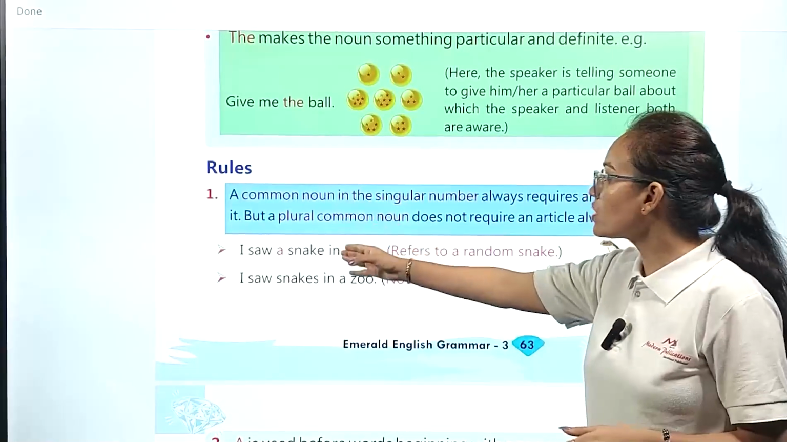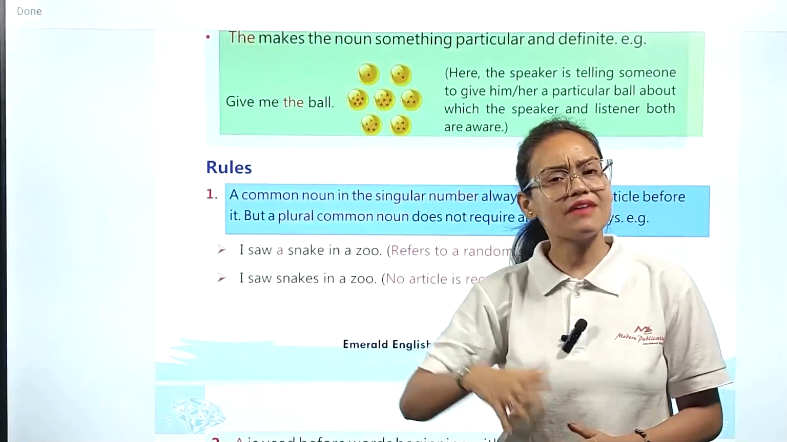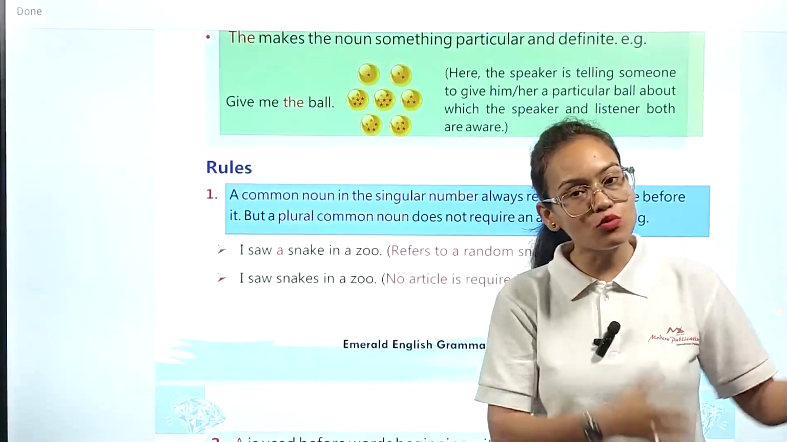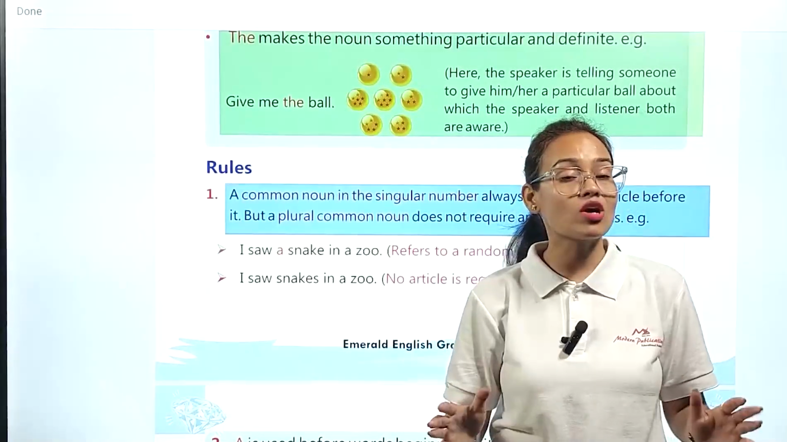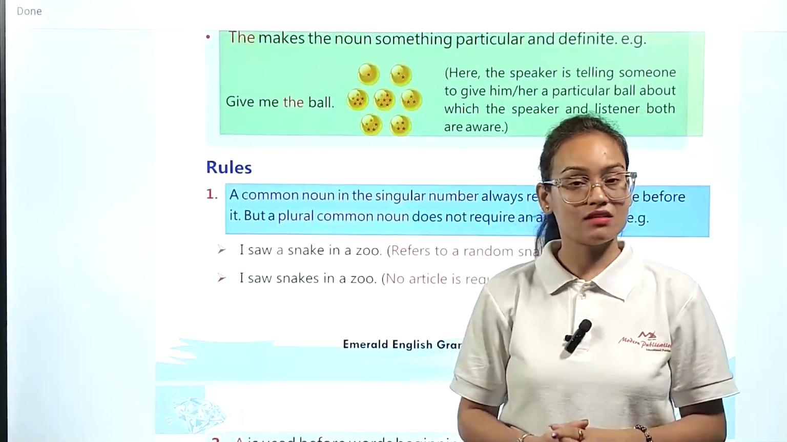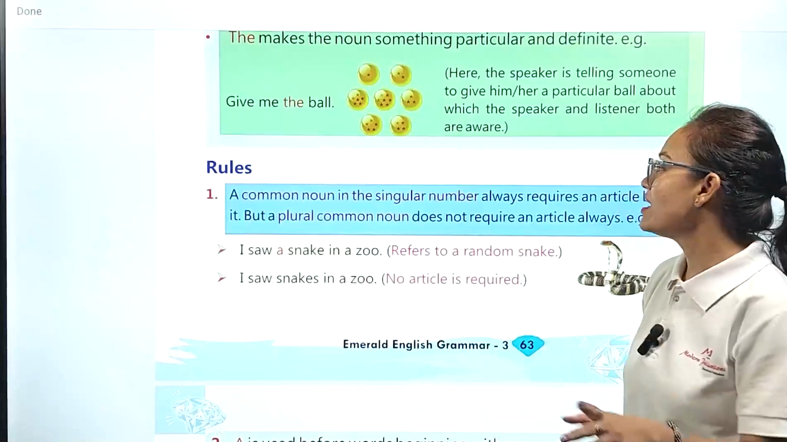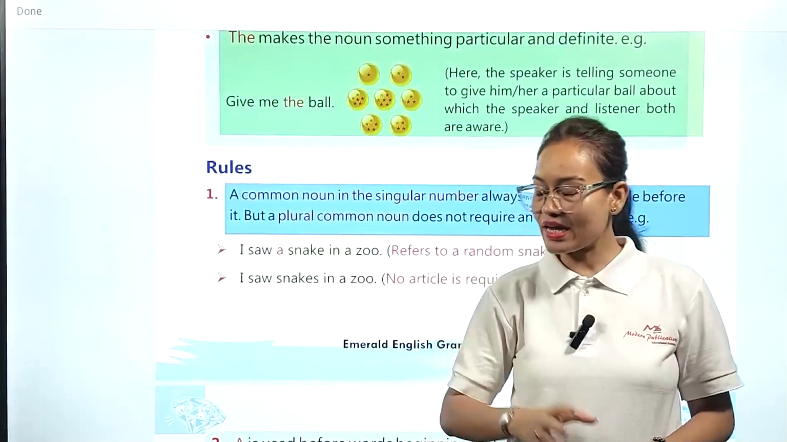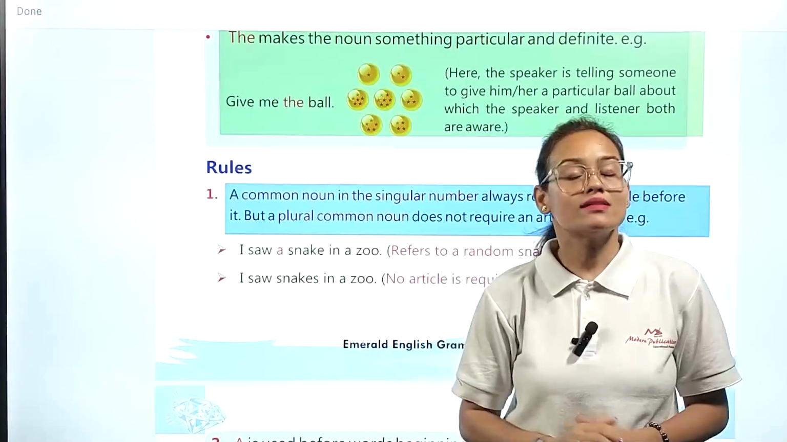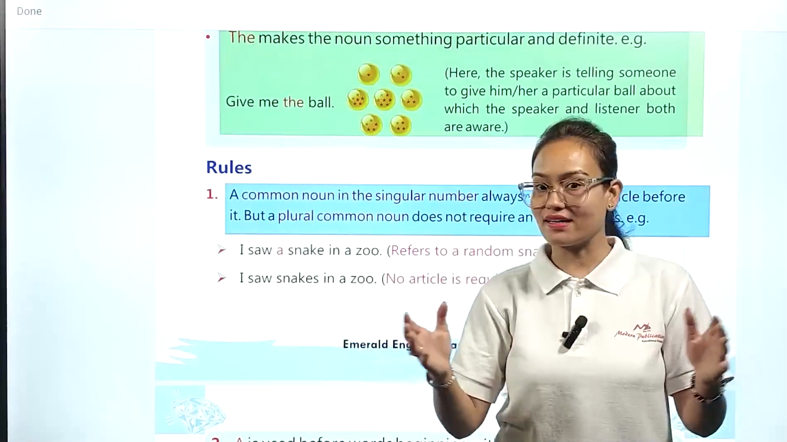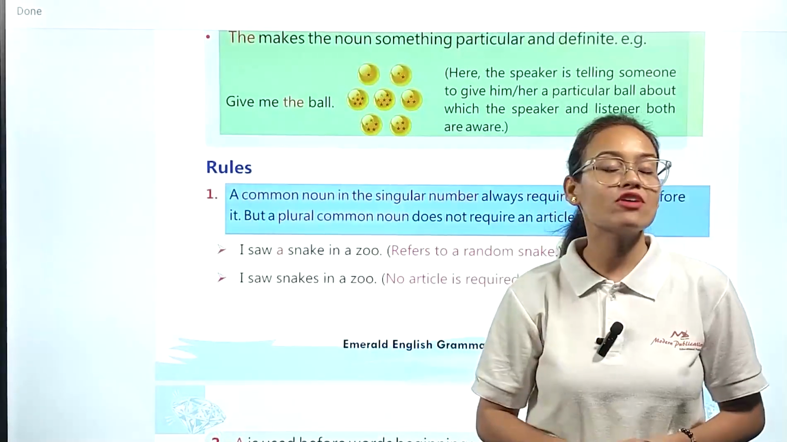But a plural common noun does not require an article. If the common noun is present in its plural form, then it does not need any kind of article. Is this rule clear? Let me explain one more time. If a common noun is present in its singular form, then we add articles. But if that common noun is present in its plural form, then we do not add any kind of article.